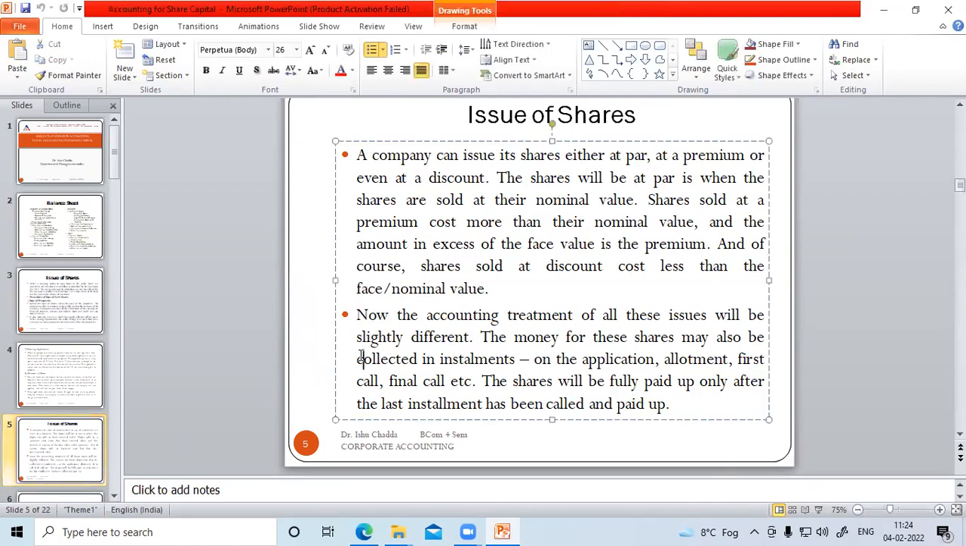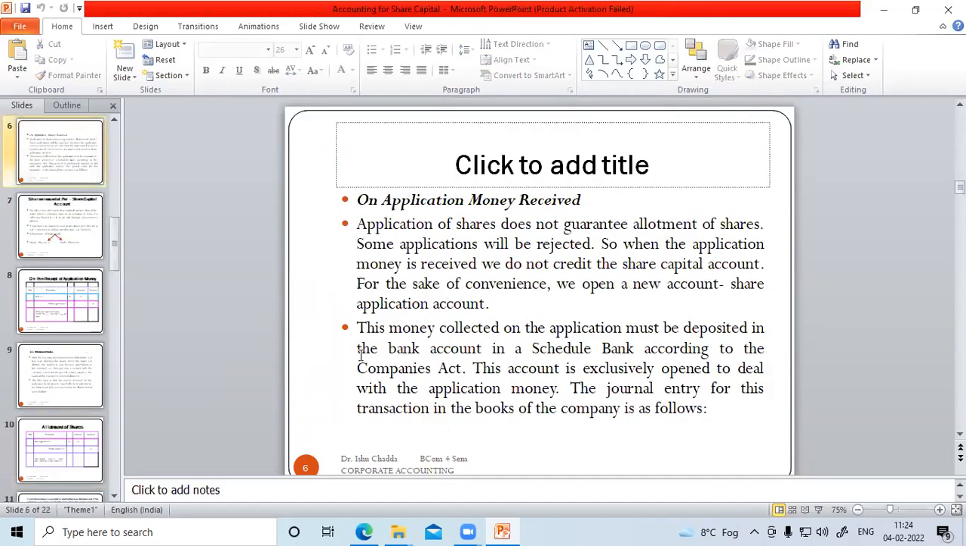So next we have the application money. If you received application money, application for shares does not guarantee allotment of shares. Some applications will be rejected. So when the application money is received, we do not credit the share capital account. For the sake of convenience, we open a new account, that is the share application account.